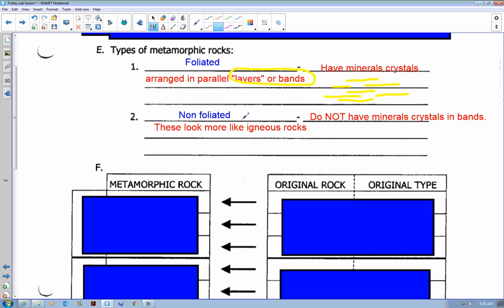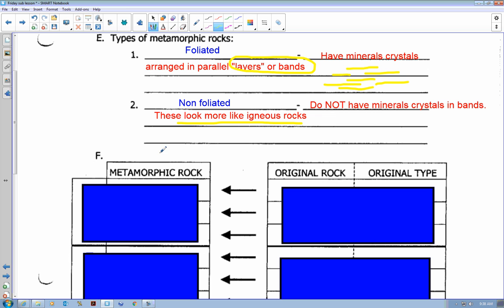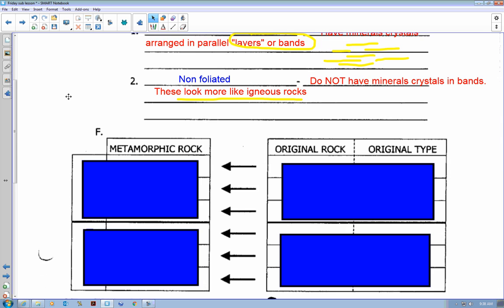Then there are non-foliated, or just as that name implies, they're not foliated. They do not have bands or crystals. These tend to look a lot like igneous rocks. They tend to be maybe 1 or 2 colors. They're very crystalline looking. They look very igneous. In fact, they can be kind of hard to distinguish from igneous rocks.